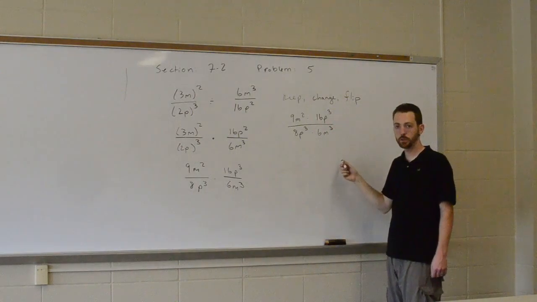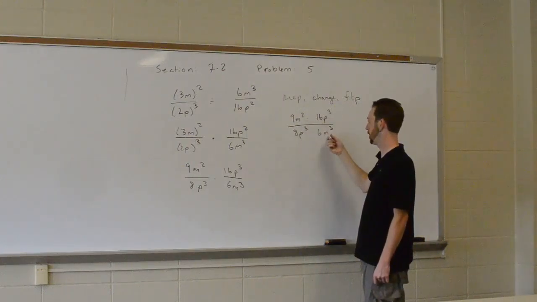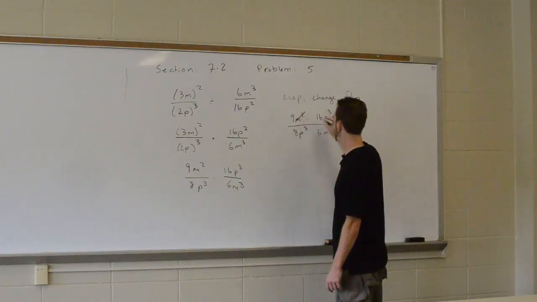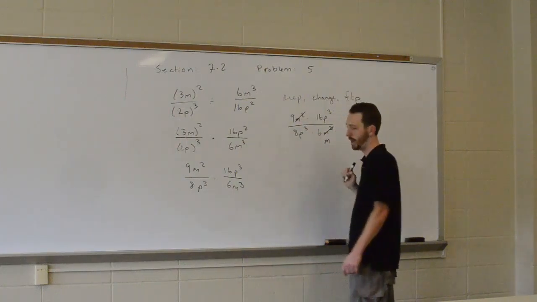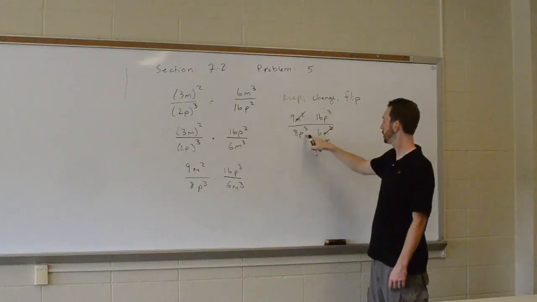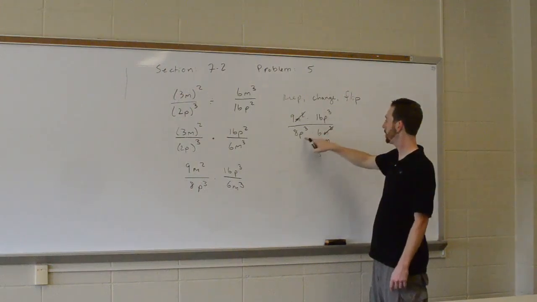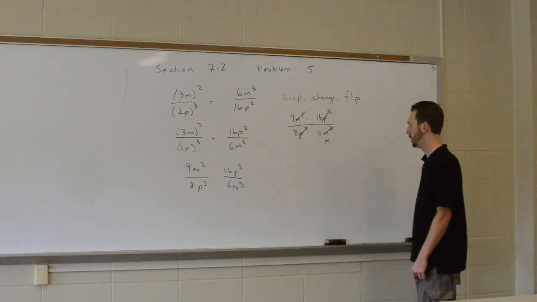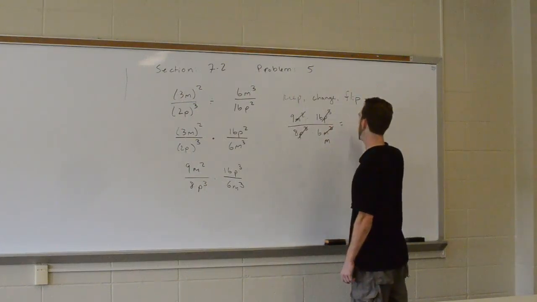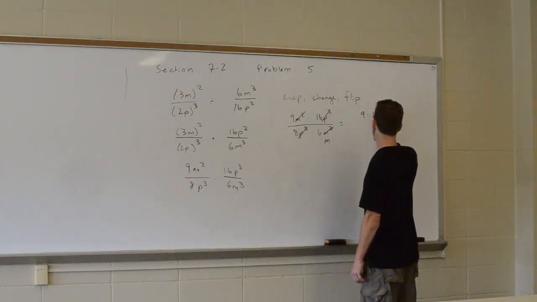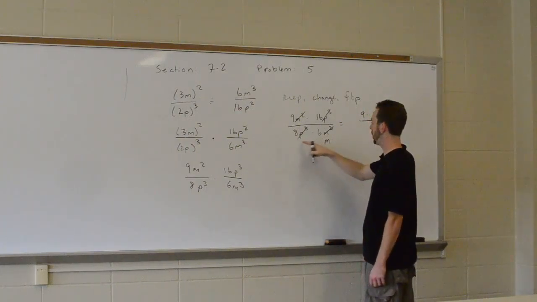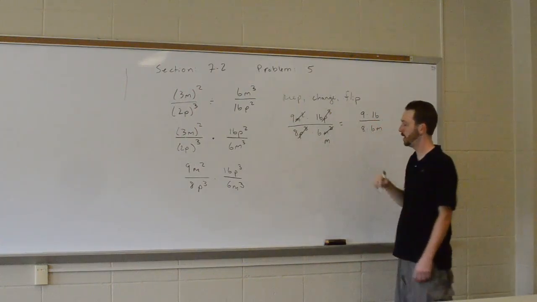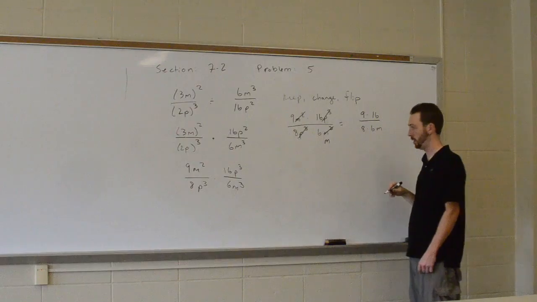So I think the right thing to do here is first, let's worry about the variables. So we have 2 m's up here and 3 m's down here. So these can cross out to give us 1 m down here. We have p to the third here and p to the third here. Those both just cross out. So when we rewrite this, we can rewrite this as 9 times 16 over 8 times 6m. We've eliminated all of the extra variables we don't need.